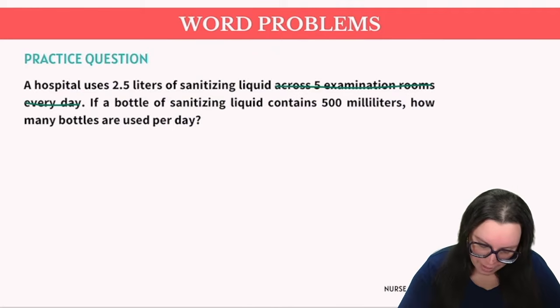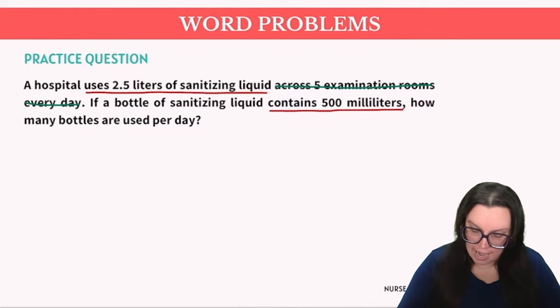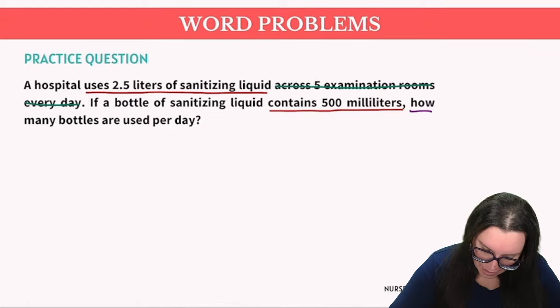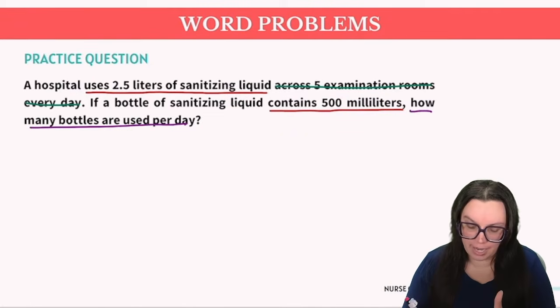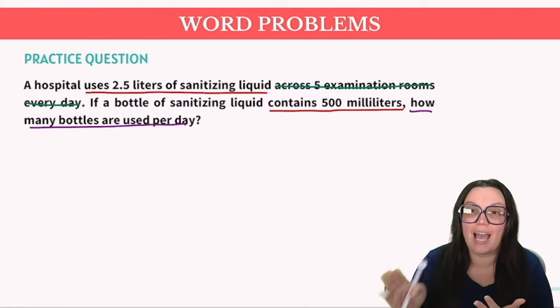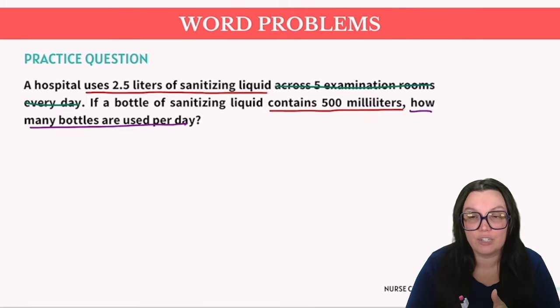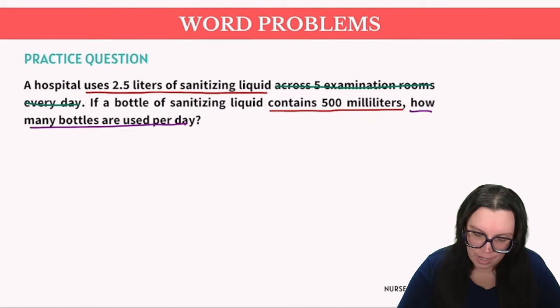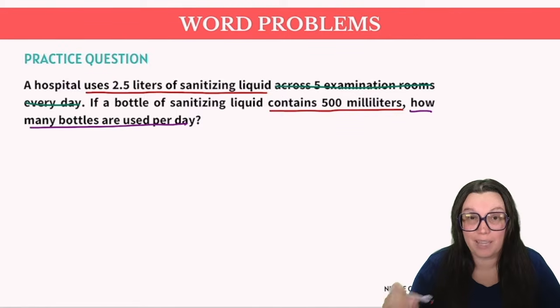So we're solely focusing on the fact that we have a use of 2.5 liters of sanitizing liquid and the fact that each bottle contains 500 milliliters. So we have to figure out how many bottles are used per day. The very first thing when we're looking at this problem is that we have liters and we have milliliters. So we're going to have to convert our liters to milliliters in order to solve this equation. Again, if you haven't watched the metric conversions, I highly recommend that you watch it so this makes sense.